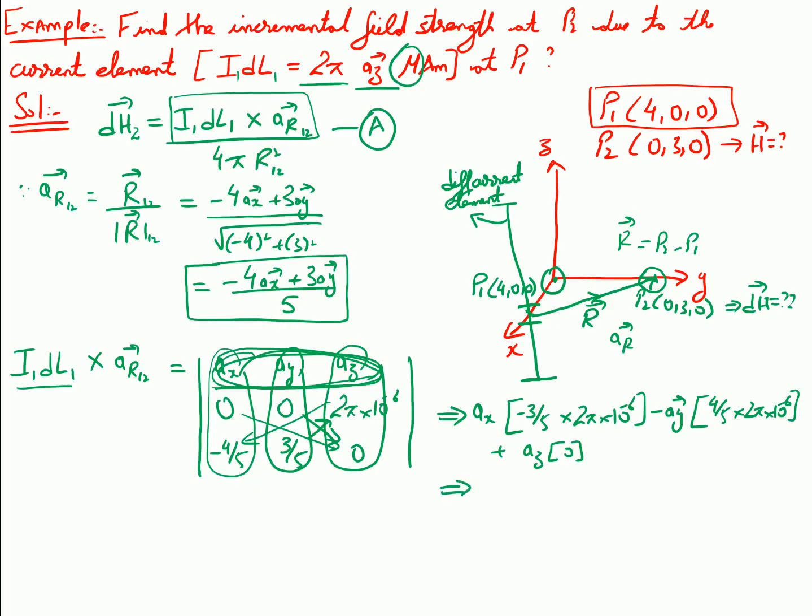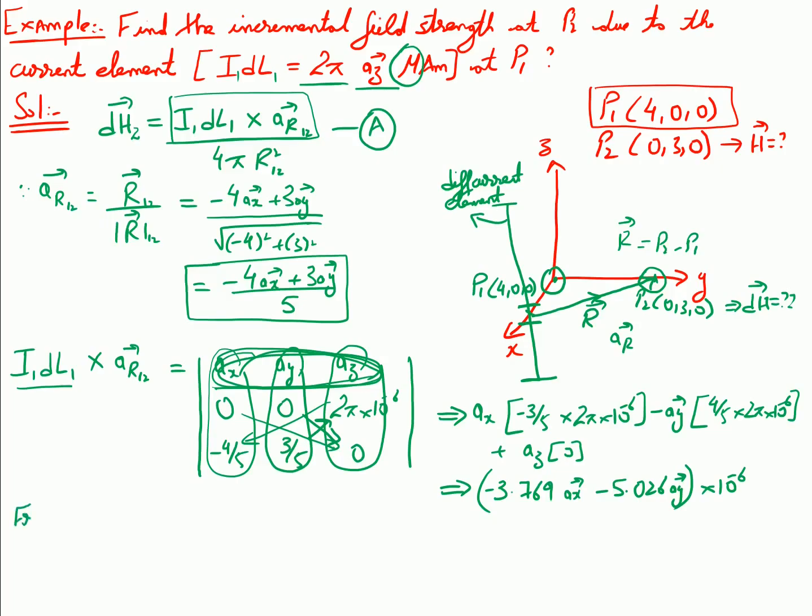This means my output, once you solve these values, comes out to be minus 3.769 along a of x minus 5.026 along a of y, and don't forget the micro value, that is into 10 raised to power minus 6. So this is basically the solution to the cross product or the determinant. Now once we have all these things, we just incorporate everything into equation A.